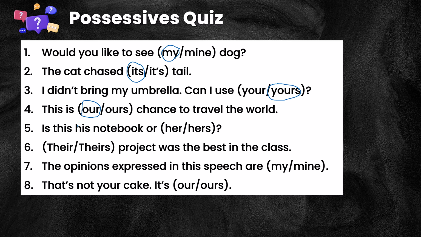Number 5, is this his notebook or hers, H-E-R-S? Again, we need the pronoun because there is no noun that follows it. Number 6, their, T-H-E-I-R, project. Again, we need the possessive adjective because it comes before a noun. Number 7, the opinions expressed in this speech are mine. We do not have a noun that follows it, so we just use the pronoun.